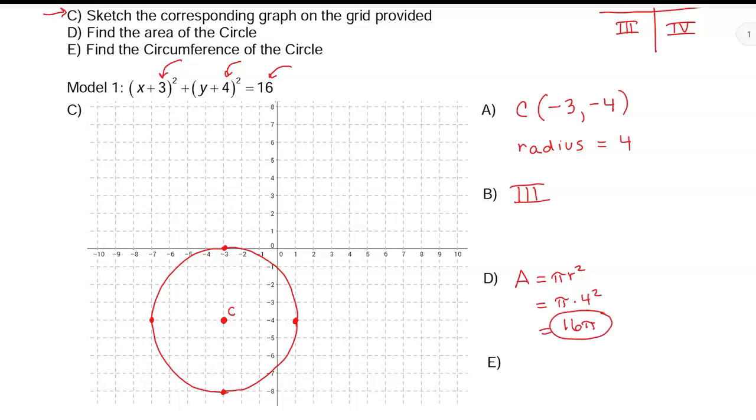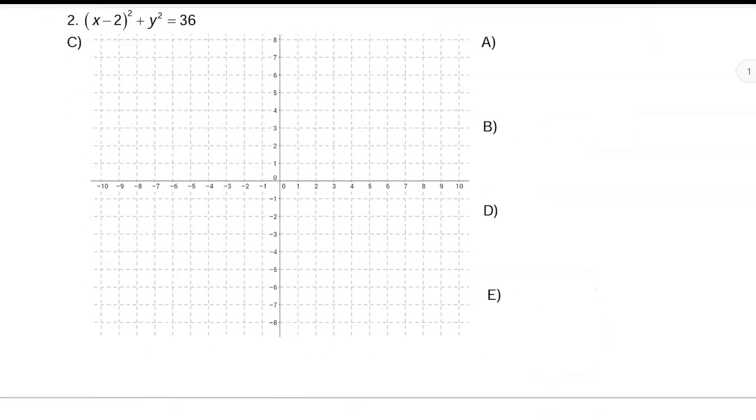Part E is circumference of the circle. Circumference is 2 pi r. Substitute 4 in for r, and we get 8 pi. So that concludes number 1. Number 2, the center of this circle is at 2, 0. The radius is the square root of 36, so that is 6.